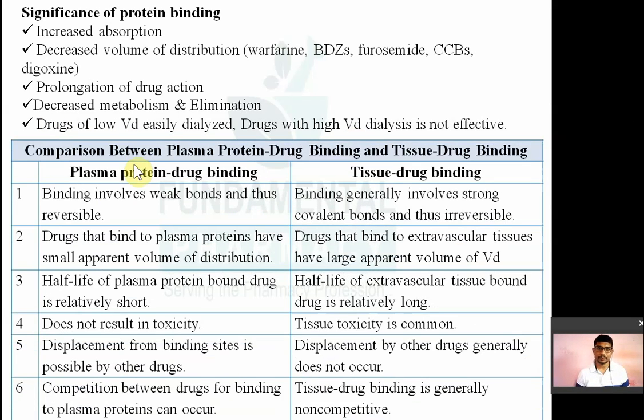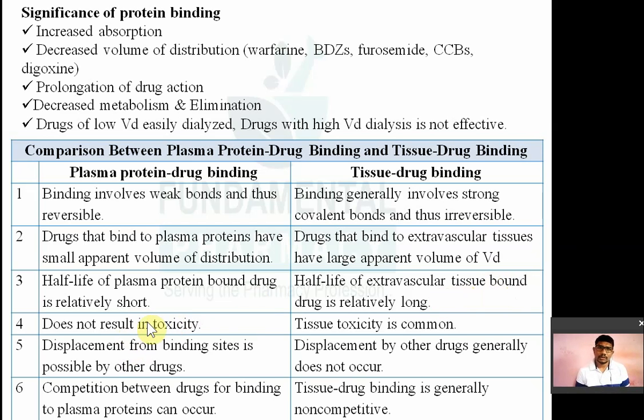Okay, remember. Now comparison between plasma protein binding of drug and tissue drug binding. Okay, so in case of plasma protein binding, binding involves the weak bonds and it is reversible. In case of tissue binding, binding generally involves strong type of bond, covalent bond, and it is irreversible. So remember, drug that binds to plasma protein have a small apparent volume of distribution. Drug which binds to extravascular tissue, they will have a large apparent volume of distribution. Then half-life of plasma protein bound drug is relatively short. Half-life of drug which is bound to extravascular tissue is relatively long.